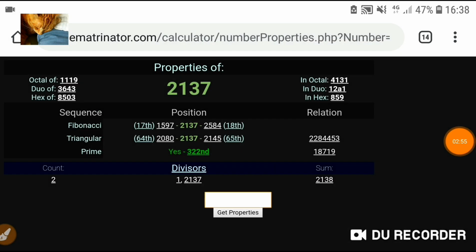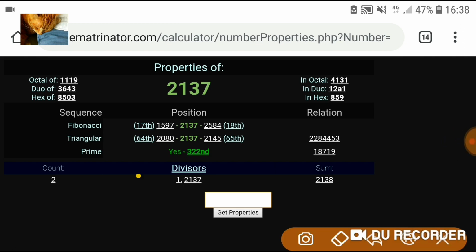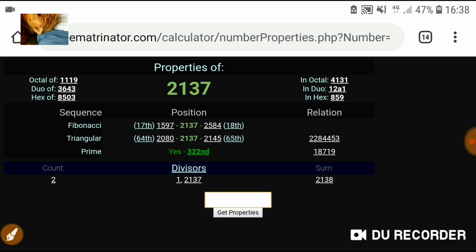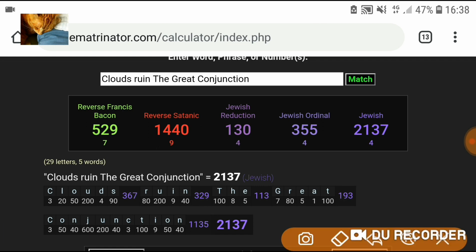And I paused there because I'd forgotten what that one was. But I had seen it before, and yeah, look. It's the 322nd prime number. 322, skull and bones. There's your skull and bones. A little doodle. 322 prime. That's on 2137. The clouds ruin the Great Conjunction.